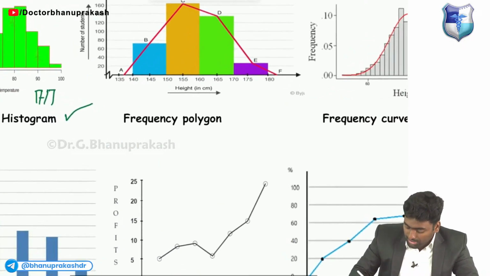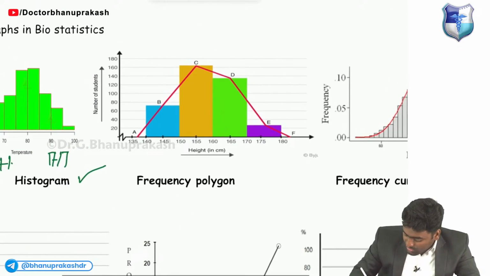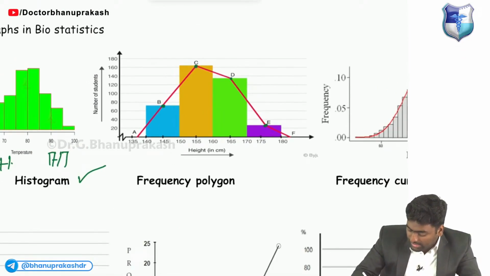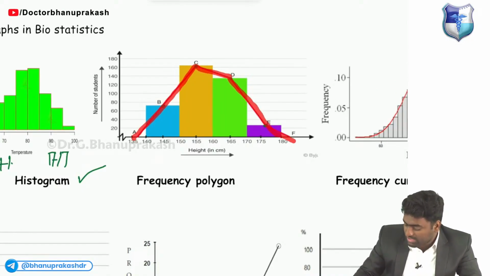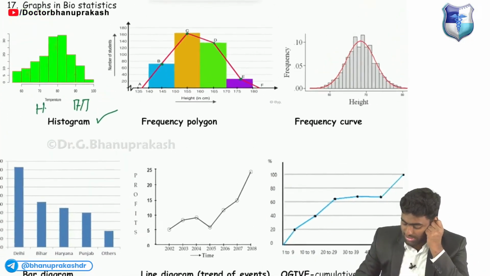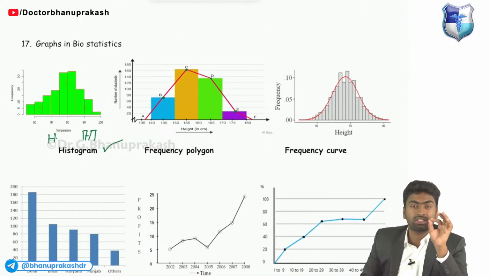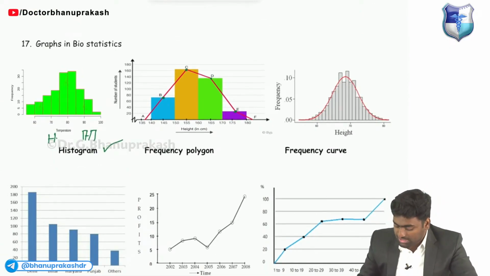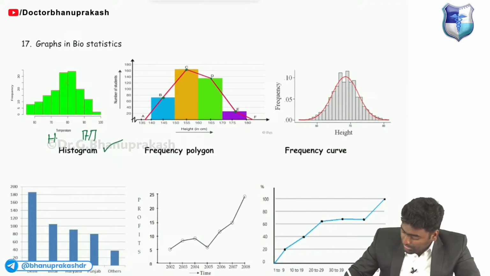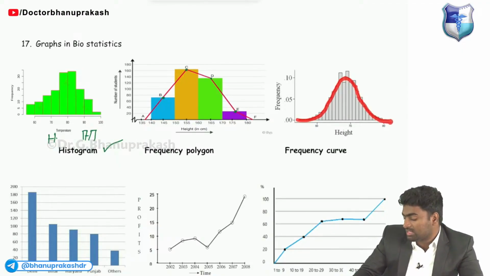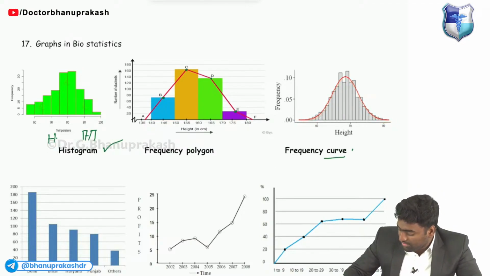Next, you saw this histogram, and in the histogram, if you draw some points at the center and connect them, it is known as a frequency polygon. So you have the histogram in the back and the connecting dots, and that is the frequency polygon. And next, the same thing, if you draw a curve through the center of the histogram, it is the frequency curve.